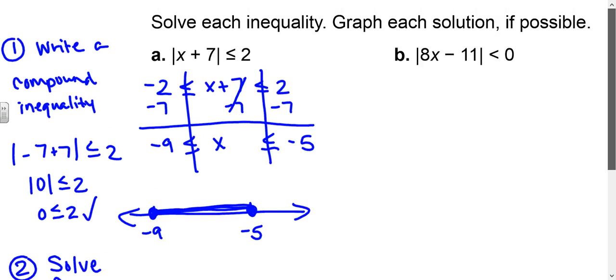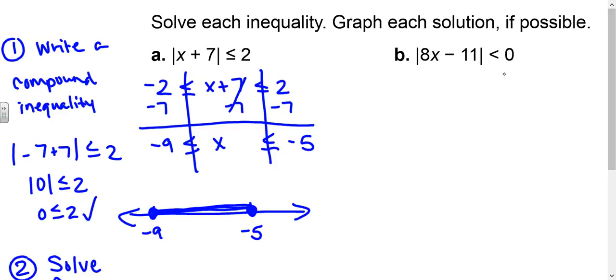So let's try this other example over here. We have the absolute value of 8x minus 11 is less than 0. Before, when we set this up, we had to think about what two numbers had an absolute value of 2. Well, in here, if we're thinking of what has an absolute value of 0, it would just be 0. There's only one number.